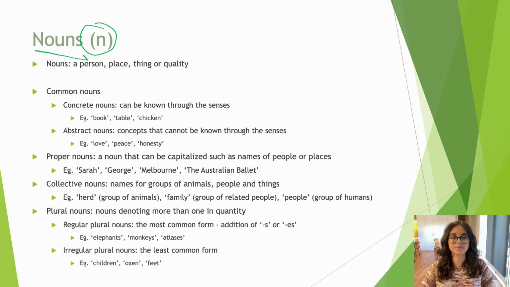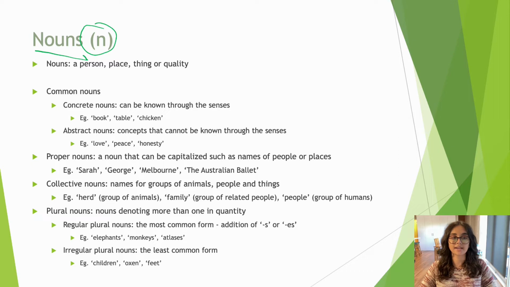Collective nouns are names for groups of animals, people, and things. So a herd would be a group of animals. Family would be a group of related people. Or even the word people is a group of humans. These are all examples of collective nouns.